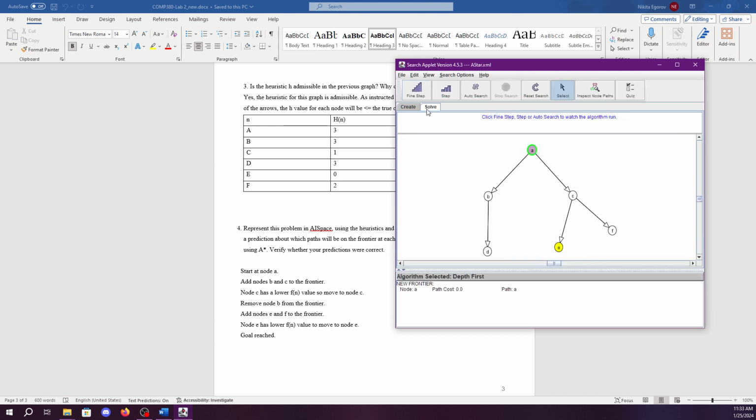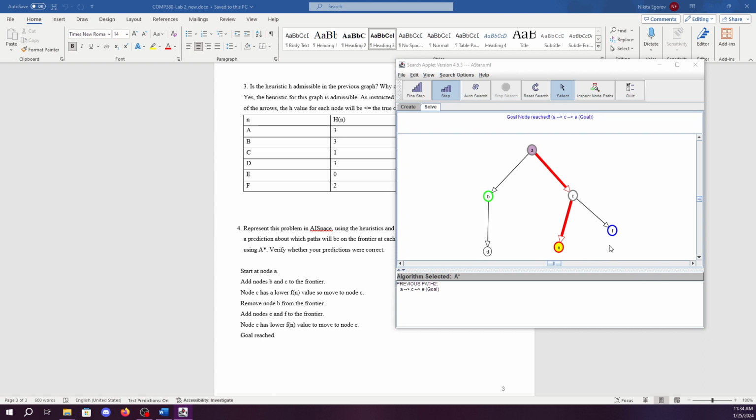We can actually verify that over here. Go to A star. You can see that B and C are added to the frontier. C has the lower f of n. Then E and F are added to the frontier, and E is the goal.